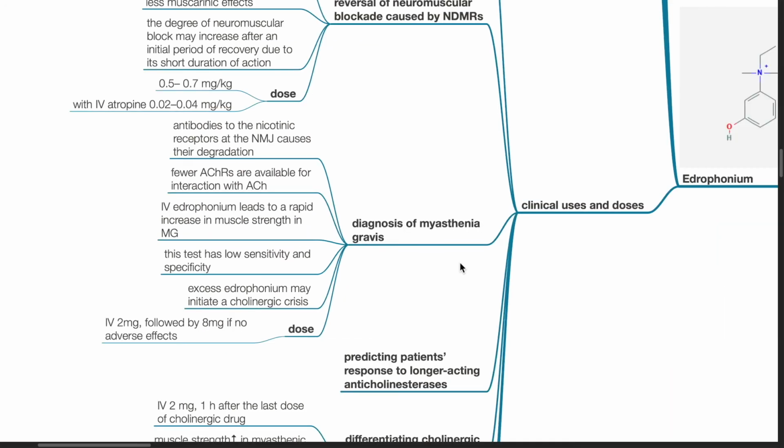Edrophonium is also used for the diagnosis of myasthenia gravis. Antibodies to the nicotinic receptors at the neuromuscular junction cause their degradation. Fewer acetylcholine receptors are available for interaction with acetylcholine. IV edrophonium leads to a rapid increase in muscle strength in myasthenia gravis. This test has low sensitivity and specificity. Excess edrophonium may initiate a cholinergic crisis. The dose is IV 2 mg followed by 8 mg if no adverse effects.